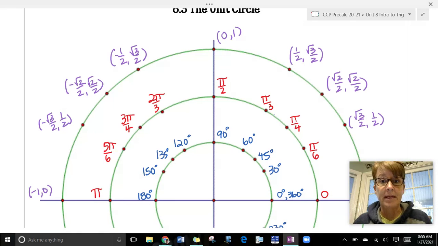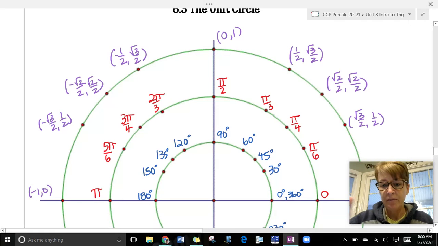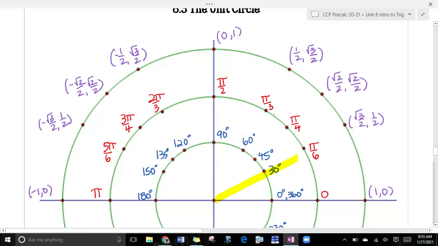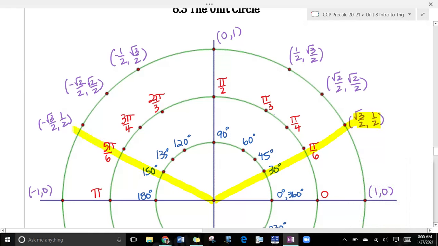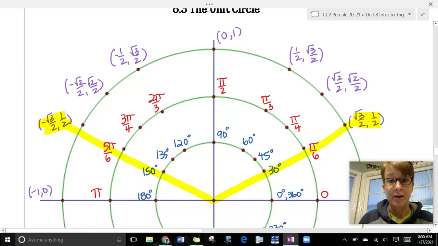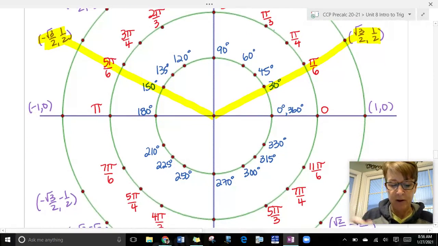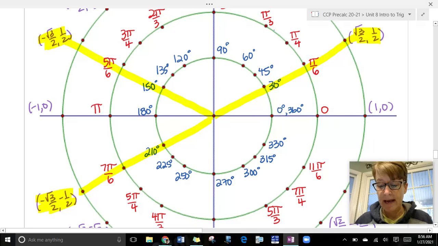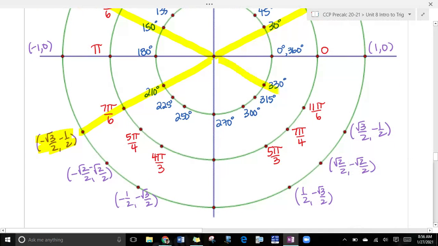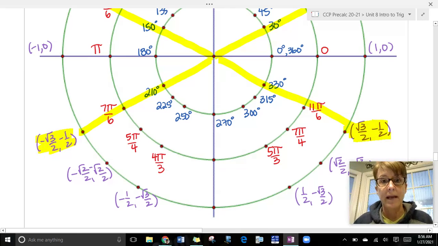Yes, I'm going to expect you to know this, but hopefully you can see that there's a lot of relationships built into this circle. Take a look at all your pi over 6 angles, all the angles that have a reference angle of 30. If I follow those out, in the first quadrant I'm seeing an ordered pair of root 3 over 2, 1/2. The second quadrant is negative root 3 over 2, 1/2. The third quadrant is negative root 3 over 2, negative 1/2. And the fourth quadrant is positive root 3 over 2, negative 1/2.